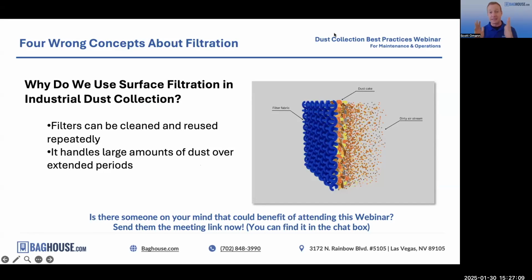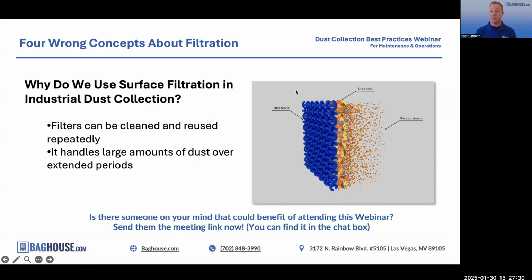As the dust gets stuck to the outside of our filters, we can pulse the baghouse to clean the filters. At the same time, we can clean online. So that allows us to clean certain rows of the baghouse while still allowing the air to continue through the system. So they're very efficient in that way as well.